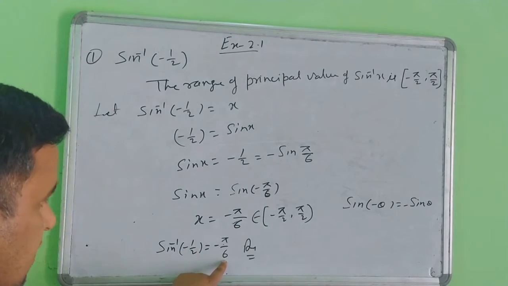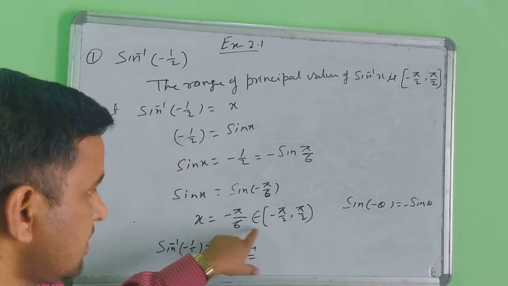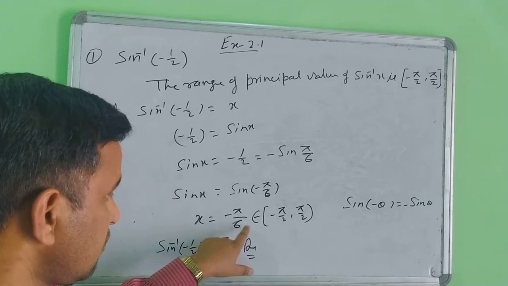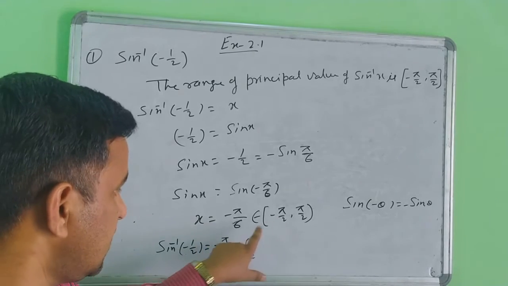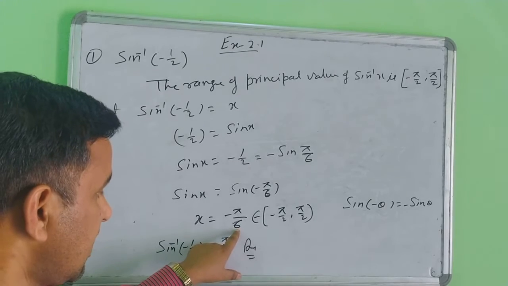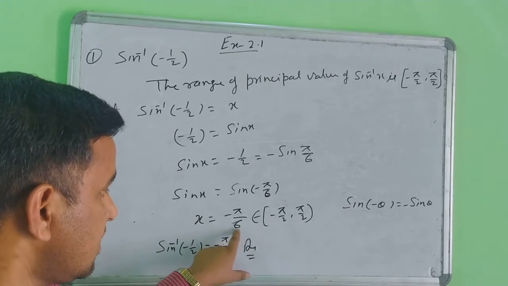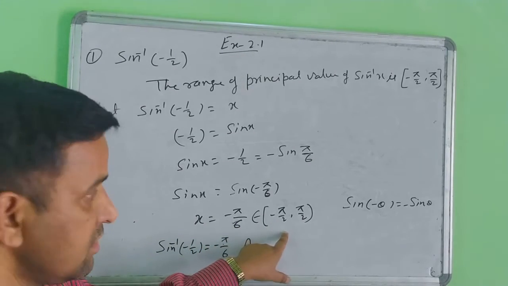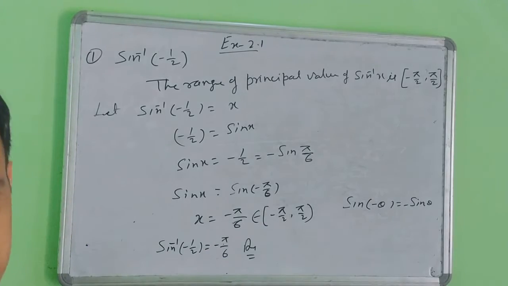Those answers you will get here. This will belong to this range. Suppose this answer does not belong to this range, then your answer will be wrong. When you get the final answer here, you check if this answer belongs to this range or not. Yes, note down. Then next question.